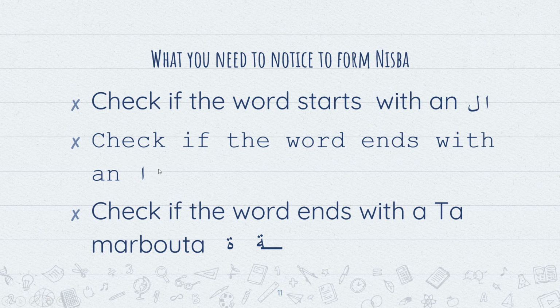If the word ends with an alif, in this case you will have to delete this alif, and add ya with a shadda in the end. You also will have to check if this word ends with a ta marbuta. If it does, you're gonna have to delete this ta marbuta and you will add the ya with a shadda. If you found a word that doesn't have an L in the beginning, doesn't have an alif in the end, doesn't have a ta marbuta in the end, then that means that you do not have to drop anything. You're gonna have to add the ya with the shadda to the end of this word.